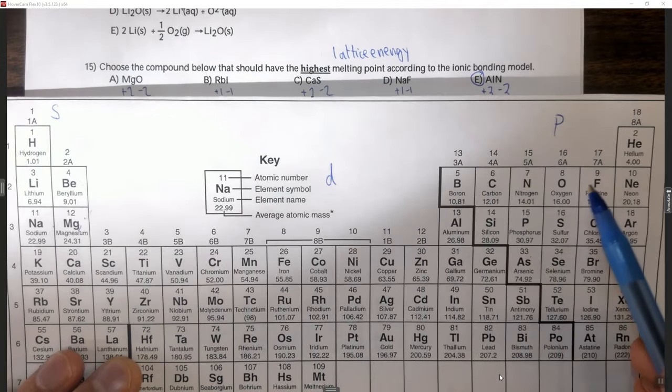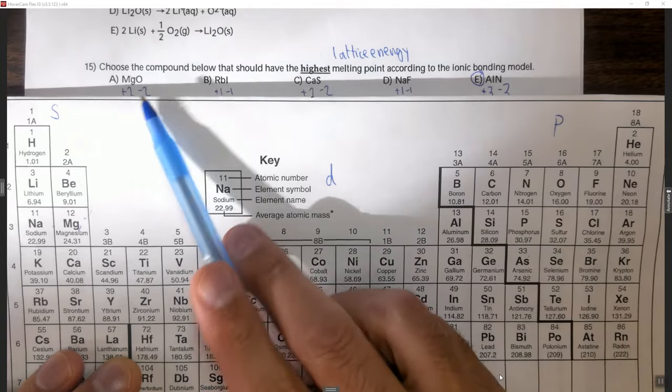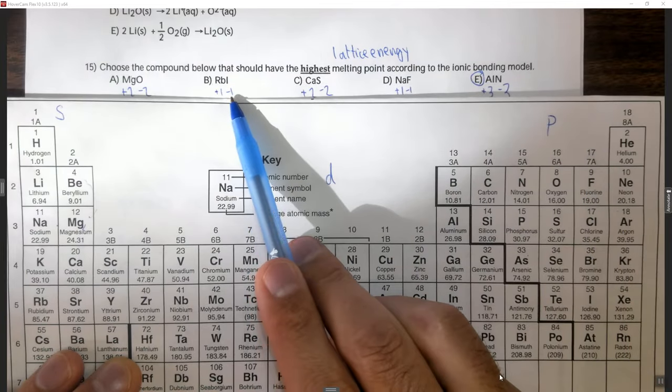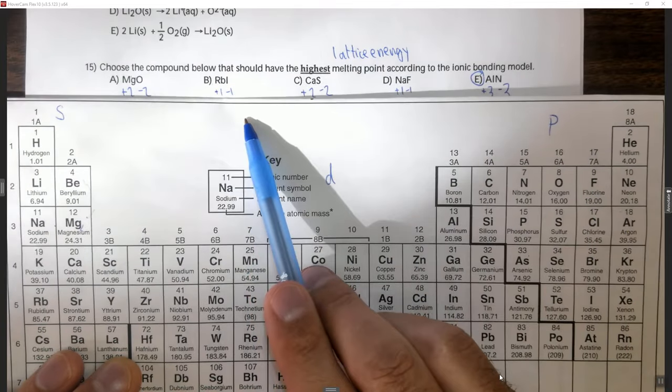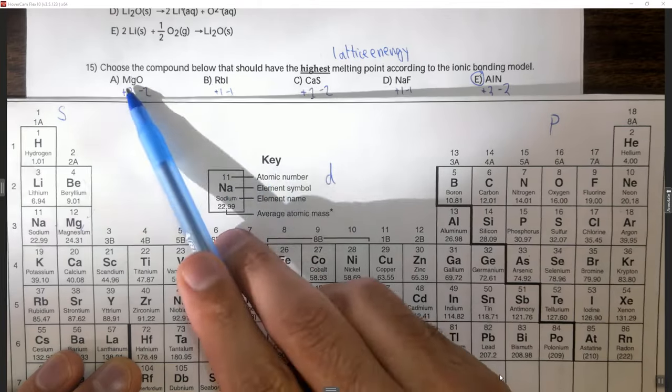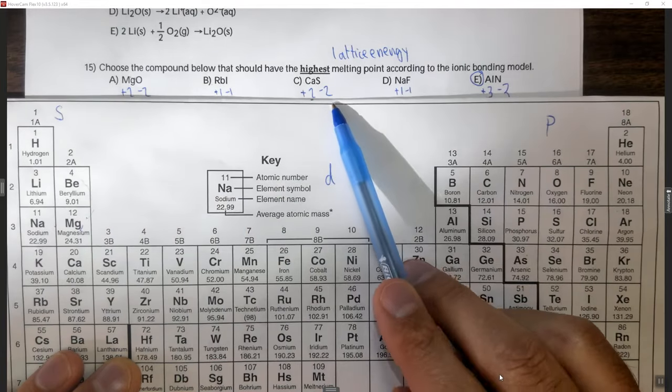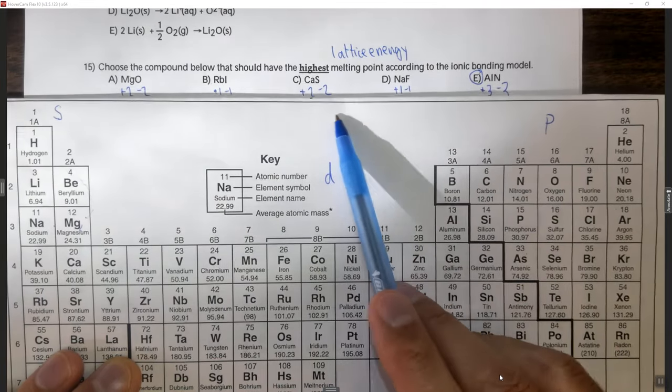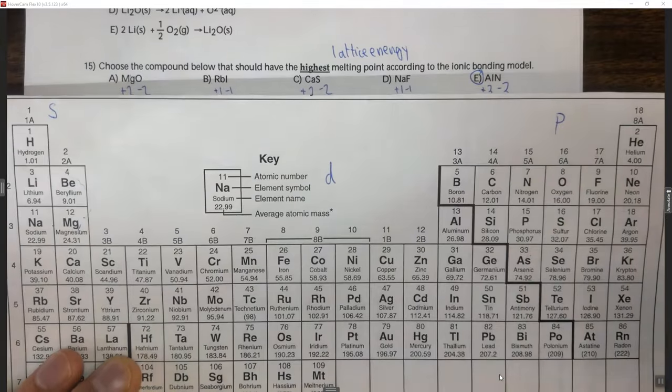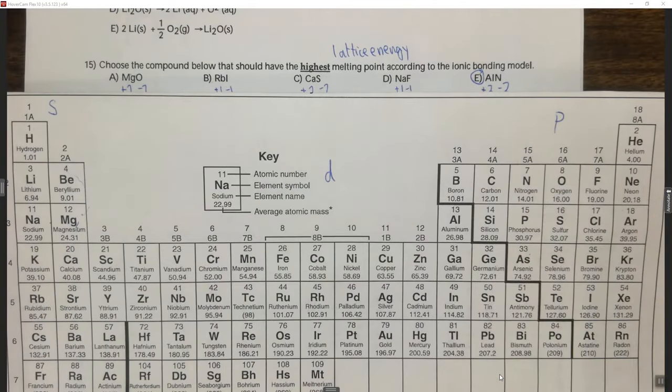So the charge difference is a greater factor. The difference between MgO and RbI in terms of lattice energy is going to be very high because the charge difference is very different. Between MgO and CaS, it'll be substantial, but not as high because here it's only the ion size that is the difference. So I hope that clears things up.